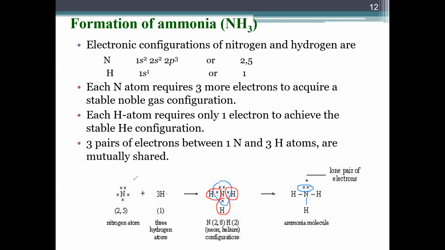Ammonia does not have a covalency of 3. Ammonia does not have a covalency of 1. Covalency is only between atoms. So if you want to describe ammonia, it has a covalency of 1 between one nitrogen and one hydrogen.